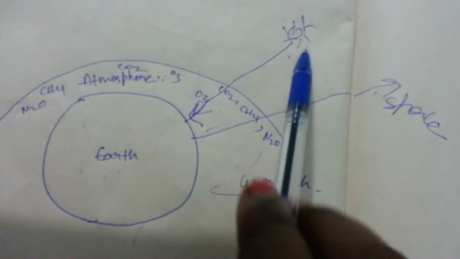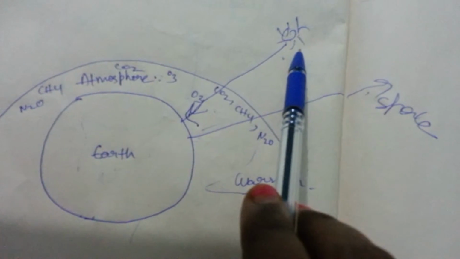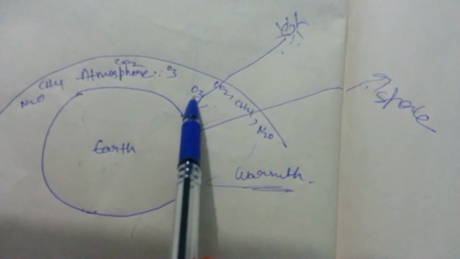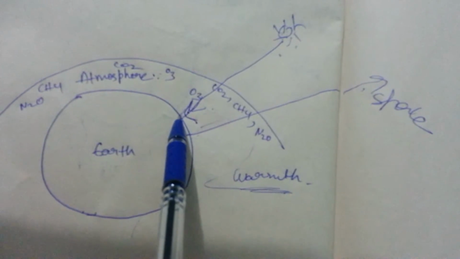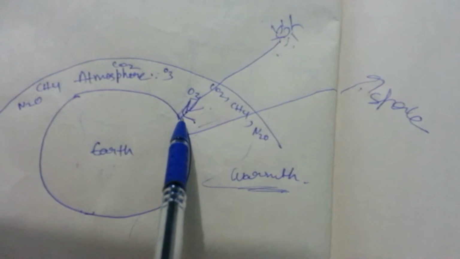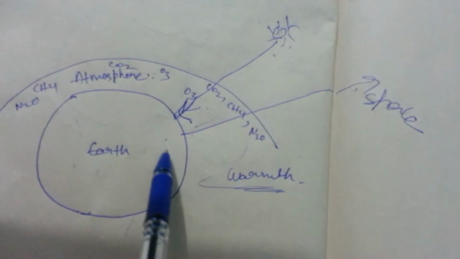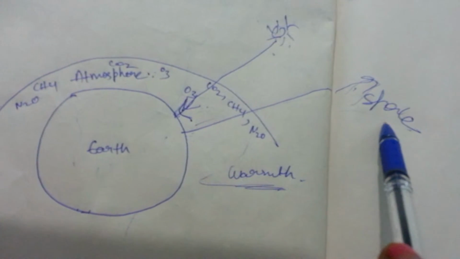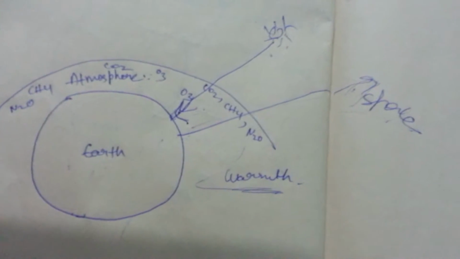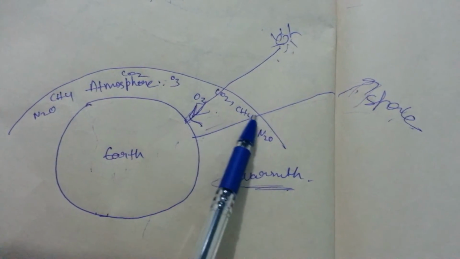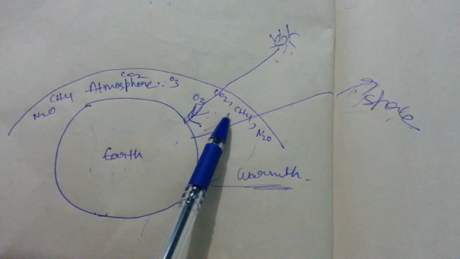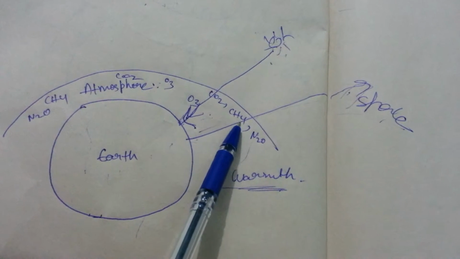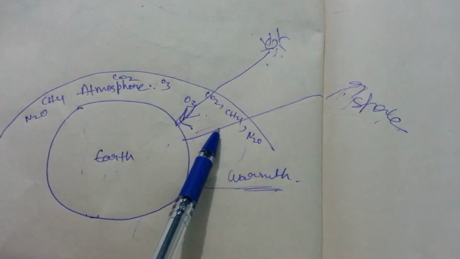Sunlight, which contains a lot of energy, travels through the atmosphere and hits the Earth directly. Some of this sunlight is directly absorbed by the Earth and oceans, but much of the energy is reflected back into space. But gases like CO2, CH4, water vapor, ozone, and nitrous oxide are called greenhouse gases, which are present in the atmosphere.